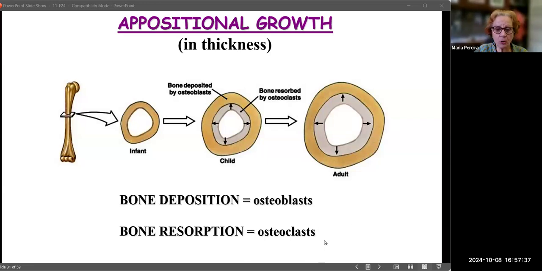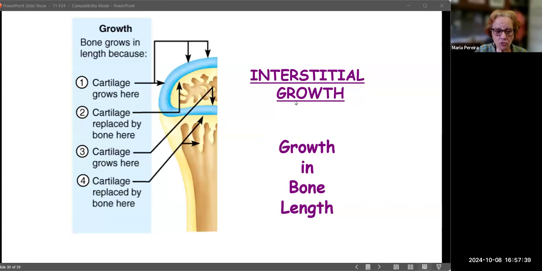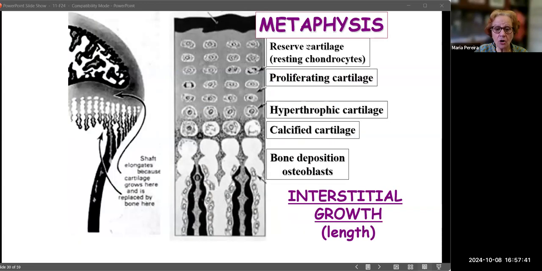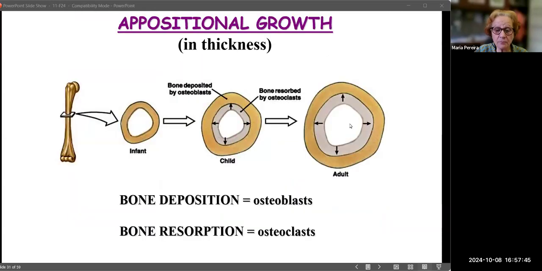So while interstitial growth depends on this proliferating cartilage, appositional growth depends on the combined effort of osteoblasts and osteoclasts.